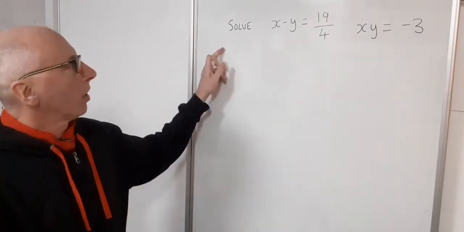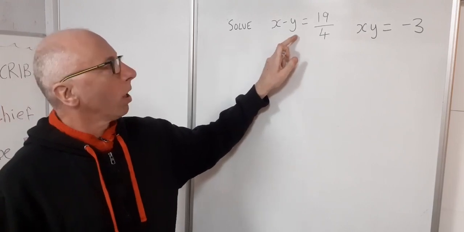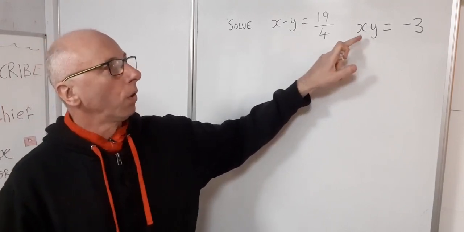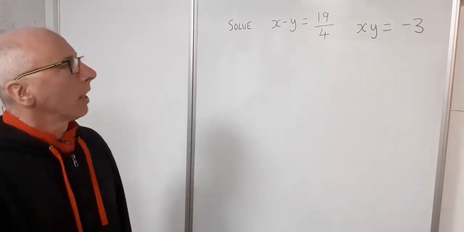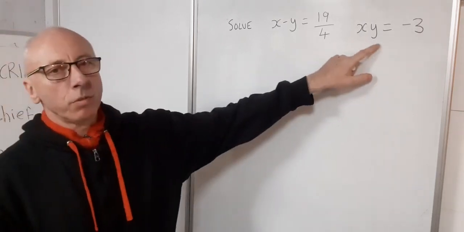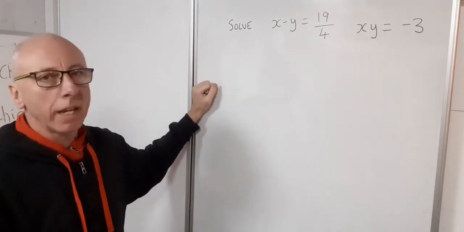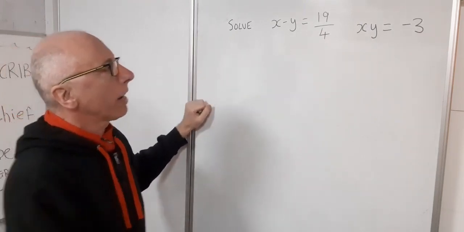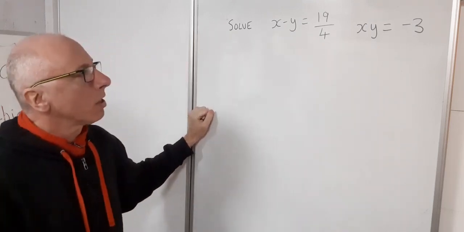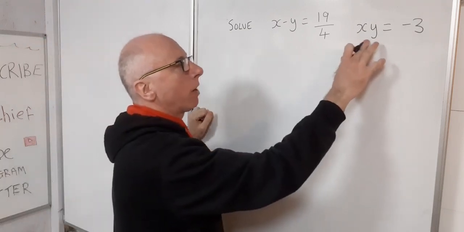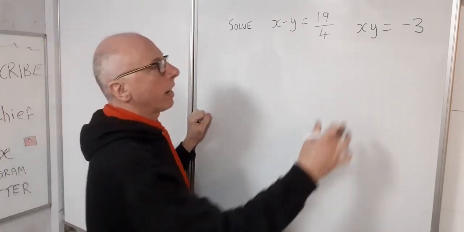So in this question here, I've got to solve for x and y, and I'm given x minus y equals 19 over 4, or x times y equals minus 3. So I've got two equations with two variables, so some sort of simultaneous equation would be handy. Now I've got x times y here and x minus y, so it's a little bit awkward. So what I need to do is to isolate one of my variables from this equation. So I'm going to choose to isolate my y.